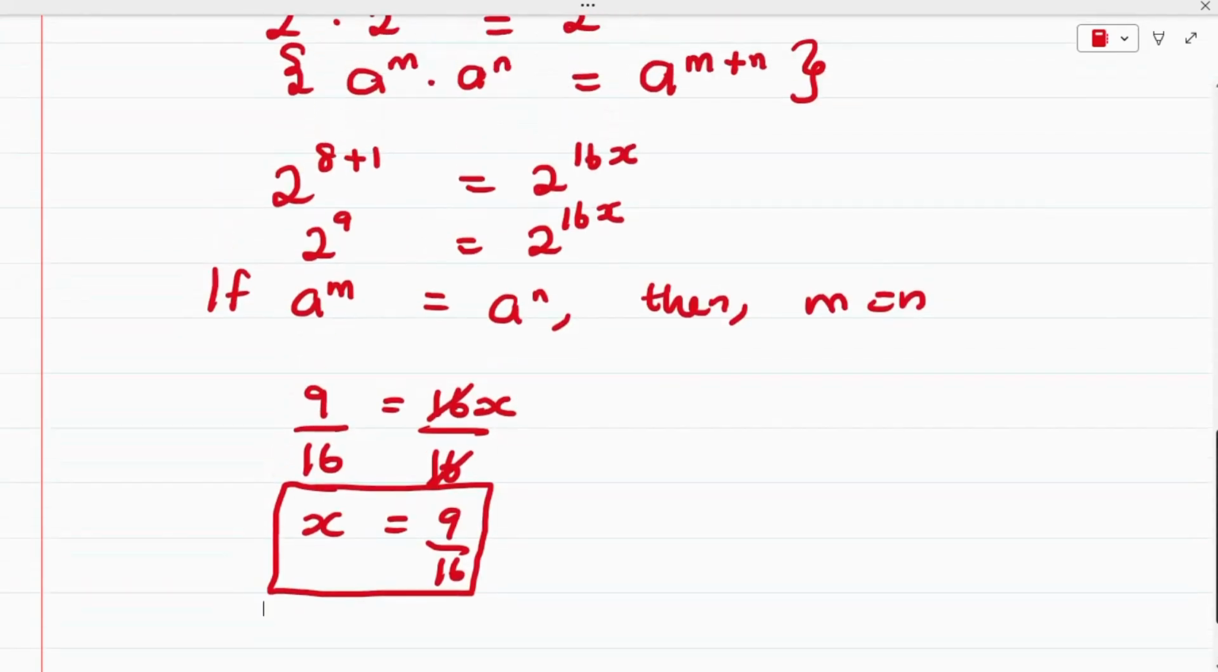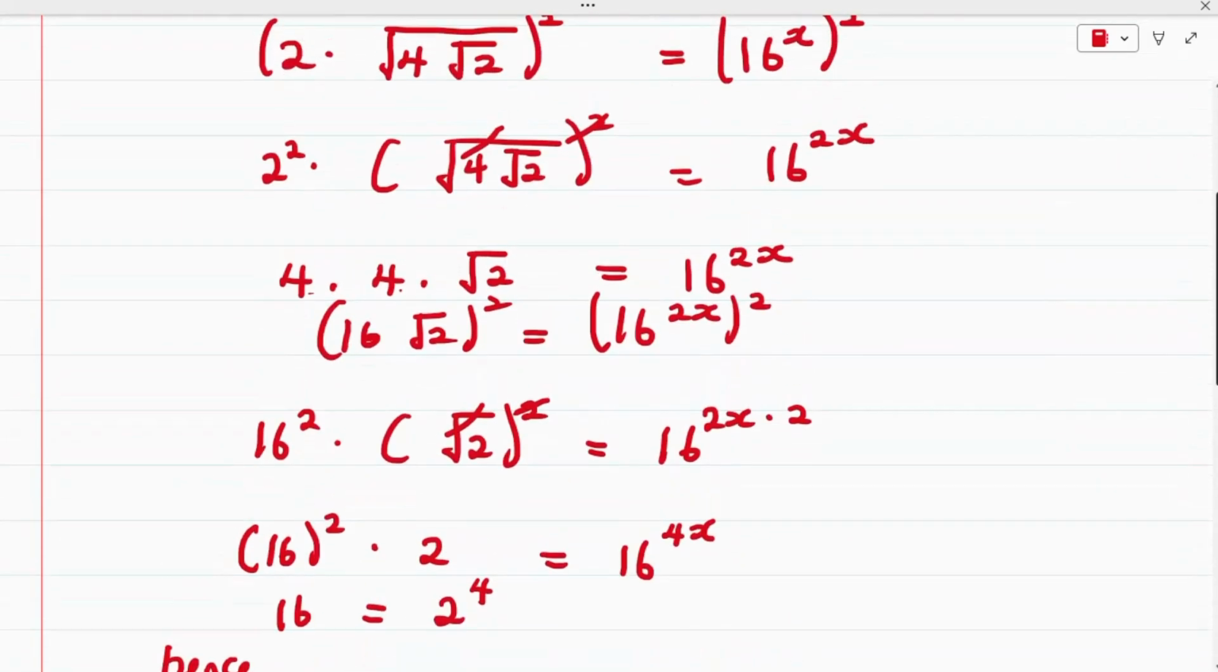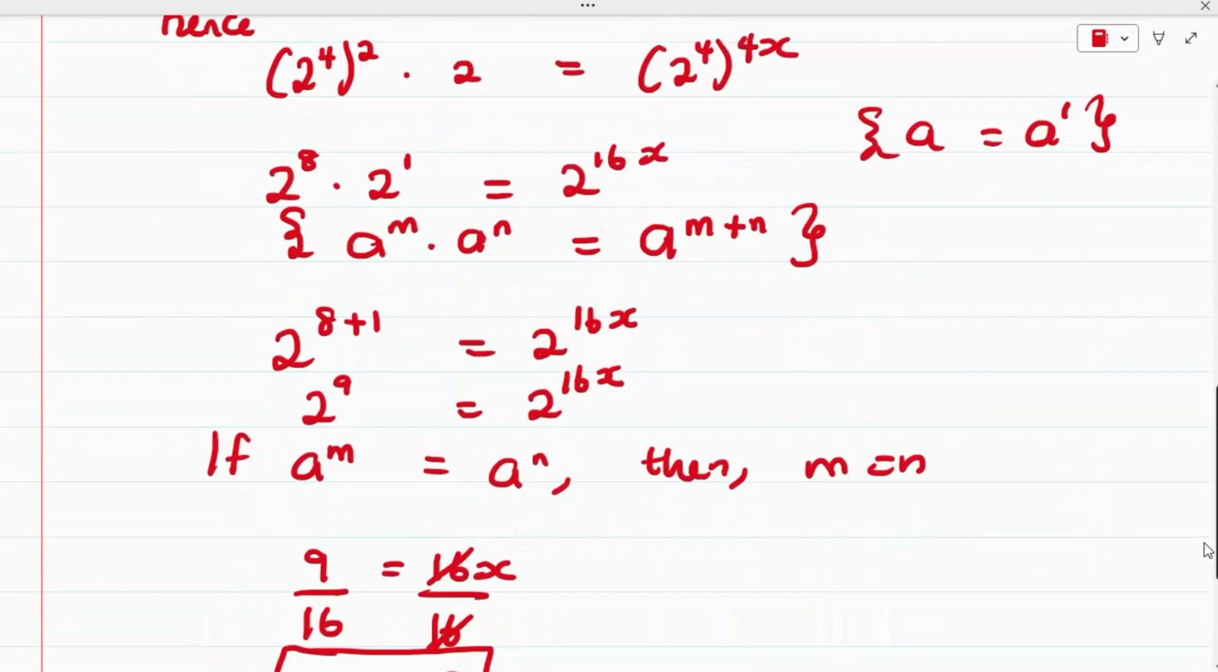So right here guys, this is the first method that you can actually use to solve this nice algebra math problem. So right here, let's go quickly into method 2.